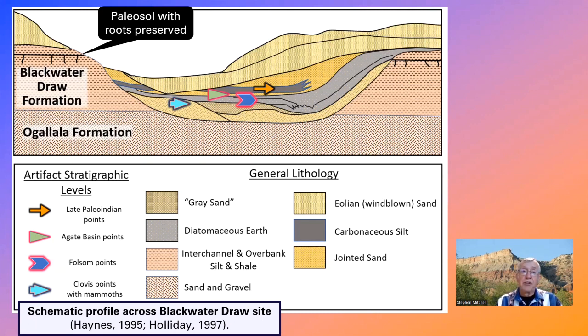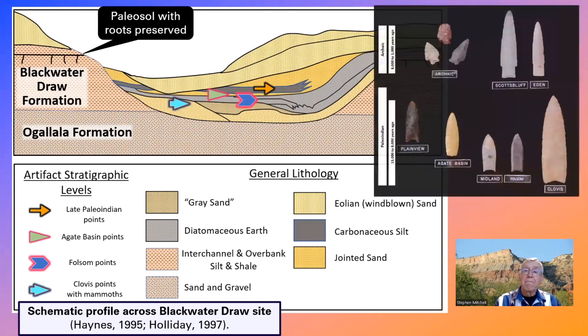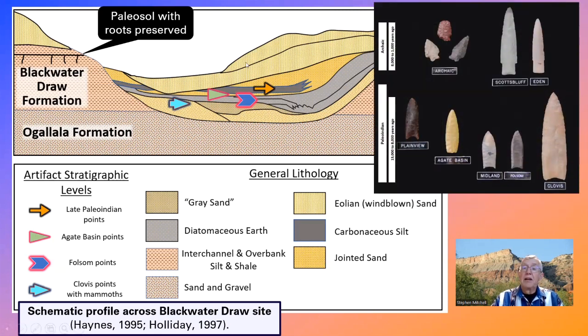The Blackwater Draw Formation included five different paleosols with roots preserved in them. Just to point out again, you have these Clovis points associated with mammoth bones. These are in what are identified as mammoth kill sites and butchering sites. That's cool. And then up above that, you have these Folsom points, such as this one here, and that's a little bit younger. Younger would be these Agate Basin points, and then there are some other types of late Paleo-Indian points in here. And you can tell the age on those.